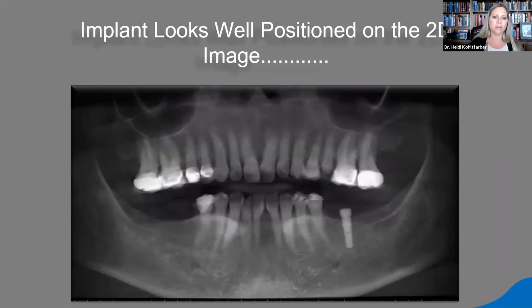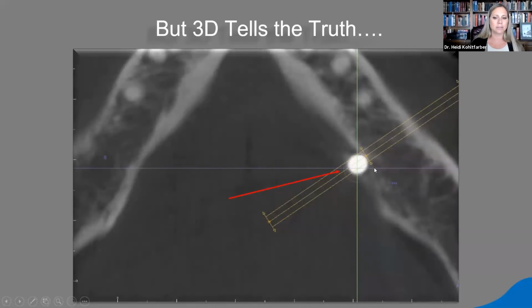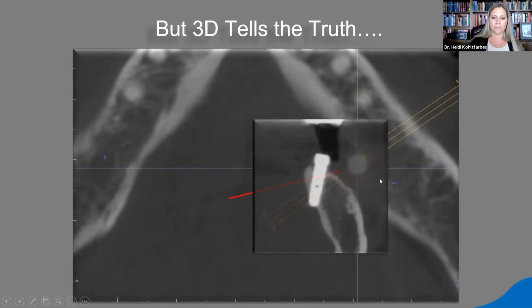Here's another one. The implant looks great, well positioned within the 2D image. In fact, it looks like we can restore it quite nicely. But when we get into the 3D, where is it actually located? We can see that it is lingual to the cortical bone. And in fact, there's very minimal bone that's actually holding onto that implant. This implant's actually not restorable. So it's kind of a bad day.